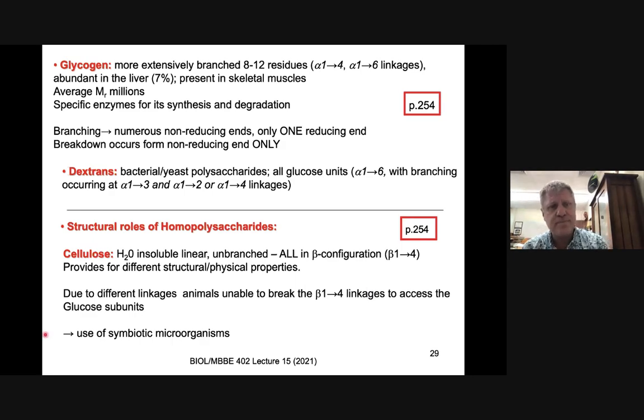So glycogen is extensively branched more than the amylopectin, where we'll see branching occur about every 8 to 12 carbohydrate residues, in this case glucose. And the liver is where it's stored, about 7%. But we also do have some in skeletal muscles.